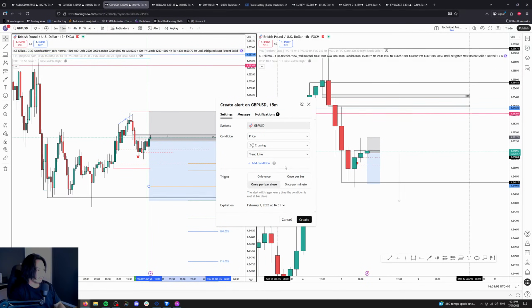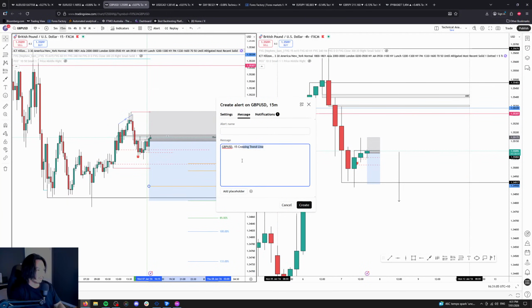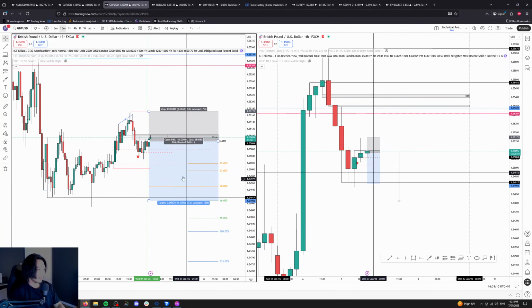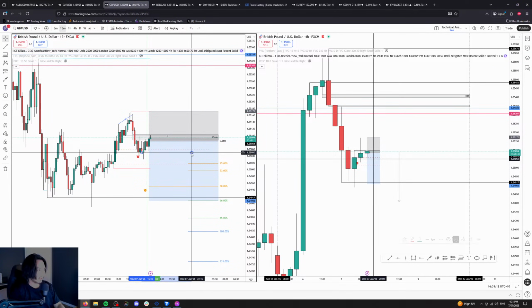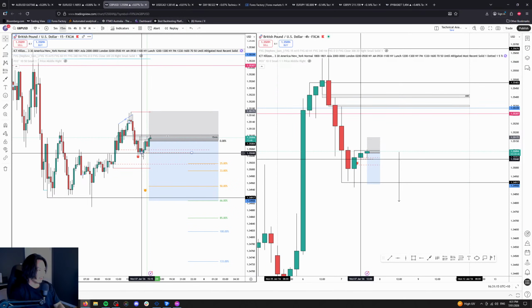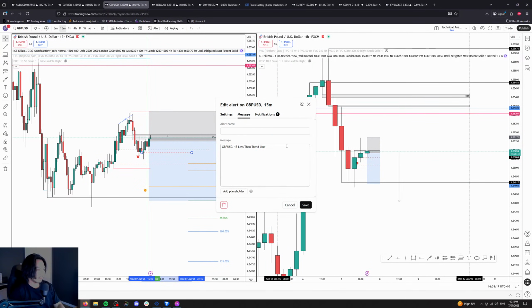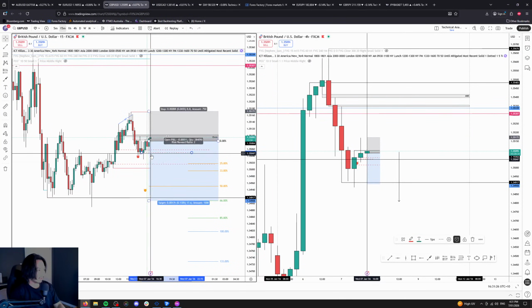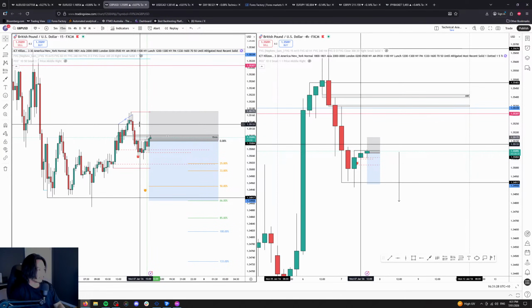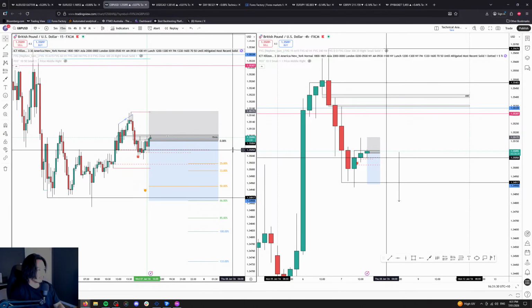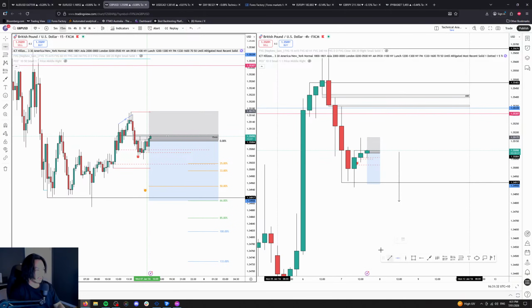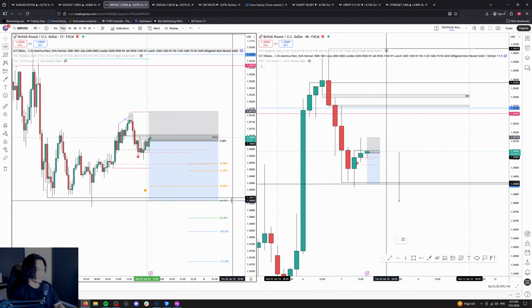So this is where I'll go risk-free. Right about there. I'll consider trailing my stops to half when price creates a new low below this level here. And then obviously take profit will be at 1 to 2.